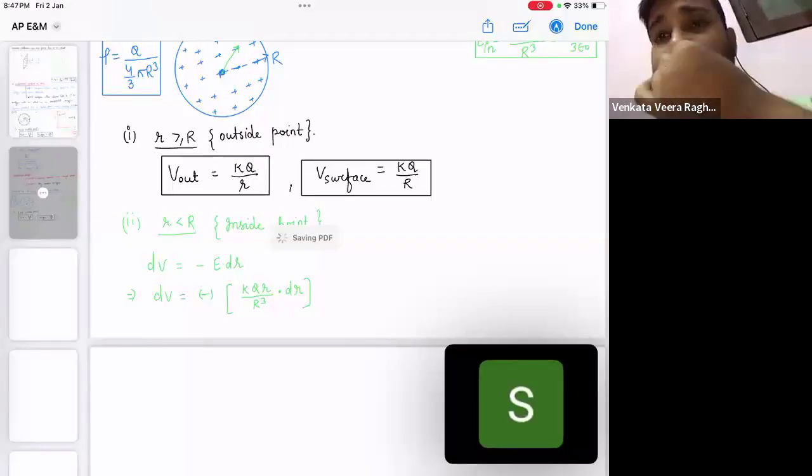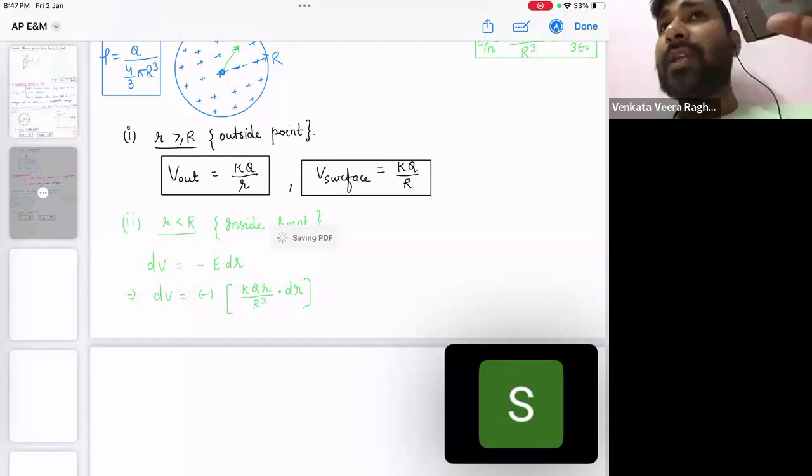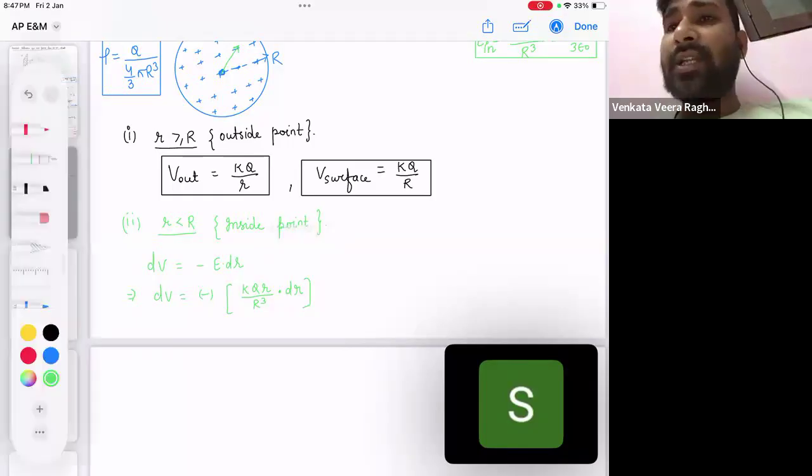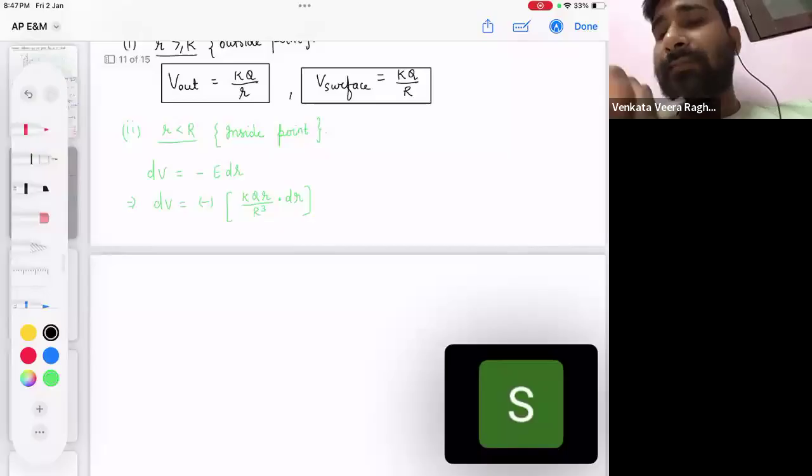The definition dV = -E·dr is there, isn't it? And we want to calculate the potential difference between two points lying inside, so I should use the field inside. So what is the electric field? It is KQr/R³, or ρr/3ε₀, whichever you want, you can use it.